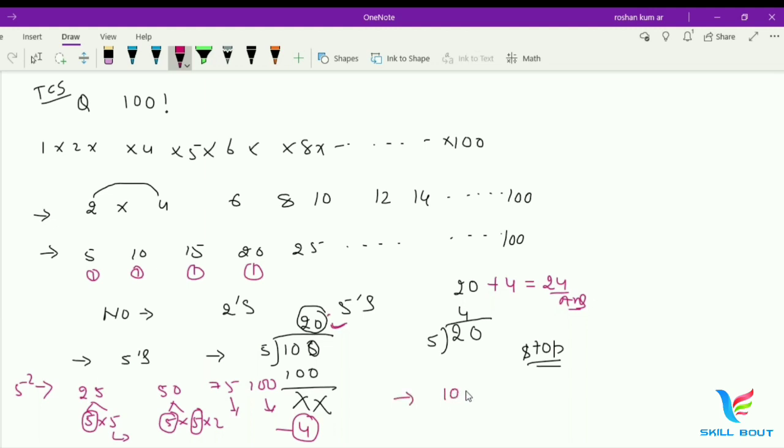The moment you get the number, you need not write all those things. Just take the number and divide it by 5, how many times? 20 times. Check whether the quotient is more or less. It is more. Then take the quotient and divide it by 5 again, how many times? 4 times. Is the quotient more than the divisor? No, stop. The moment the quotient is not more than the divisor, stop and add everything else. If you add everything, how much do you get? 24. So your answer is 24.